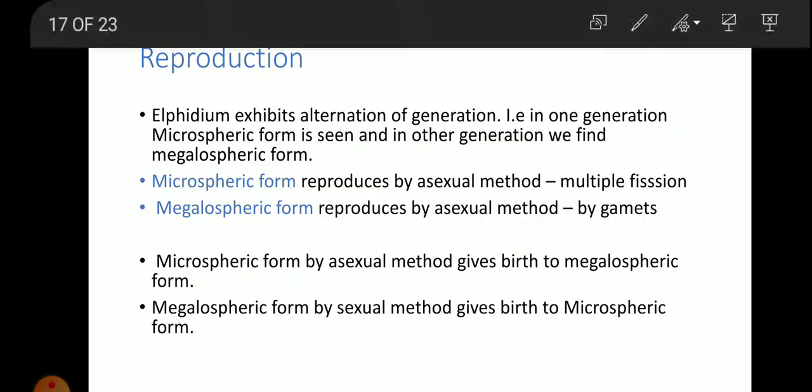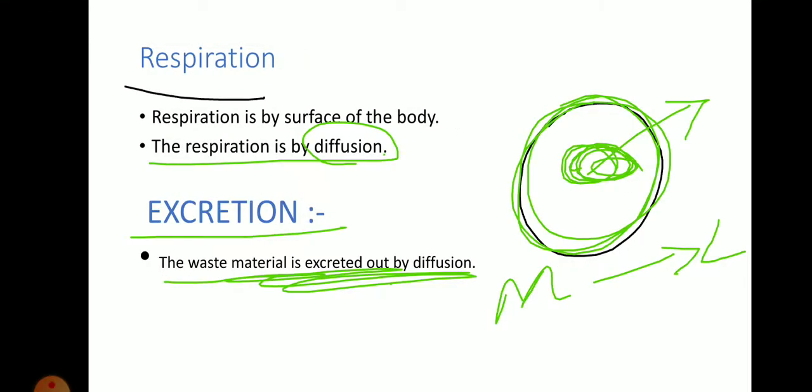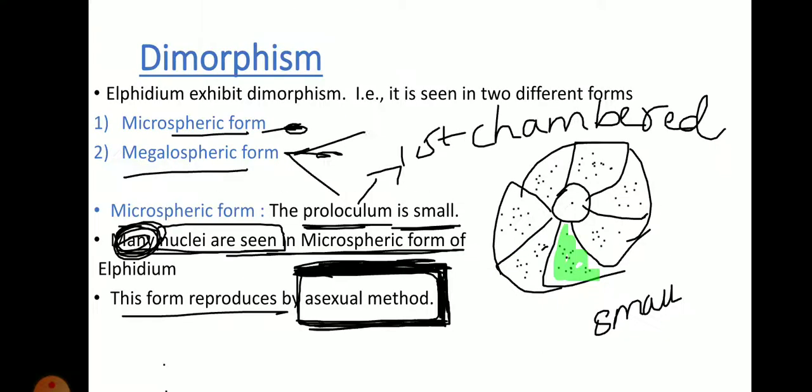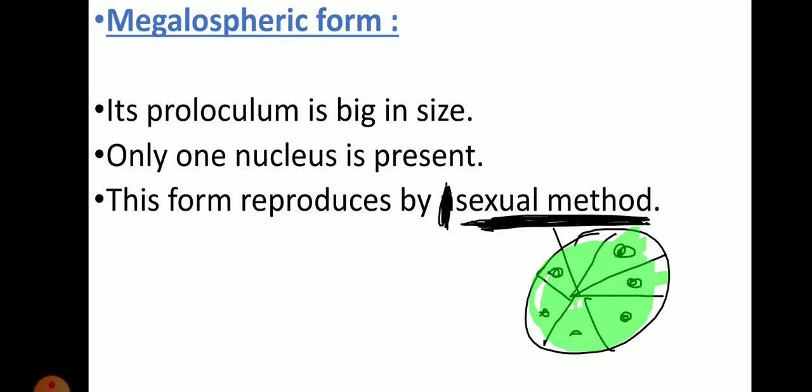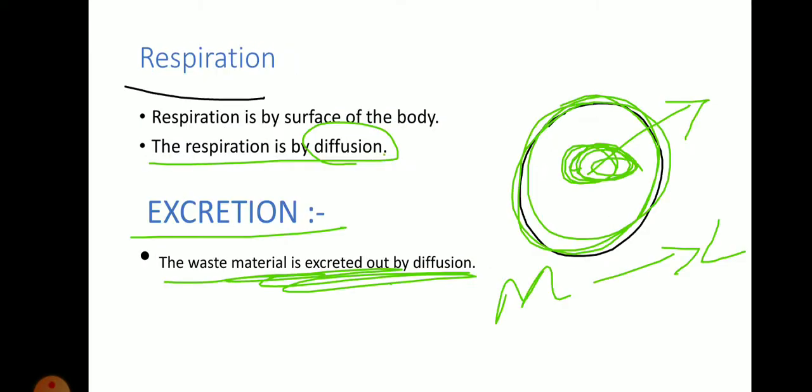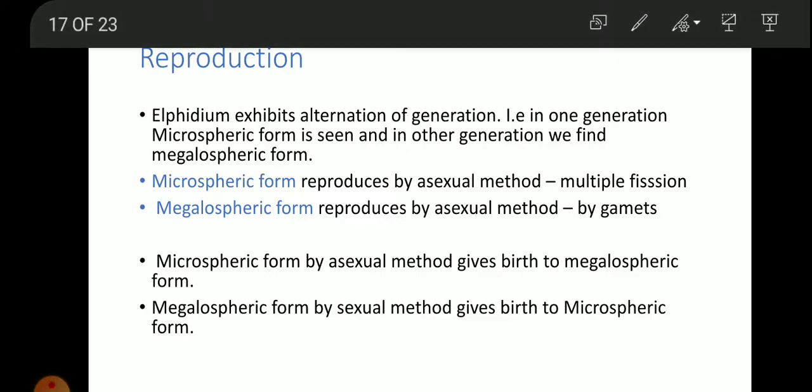So reproduction, as we have discussed earlier, Elphidium exhibits two different forms. One is the microsporic form and the other is the megalosporic form. The microsporic form reproduces by the asexual method and the megalosporic form reproduces by the sexual method. So we'll be seeing all this in this slide.